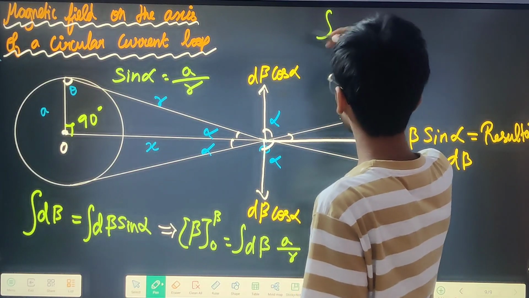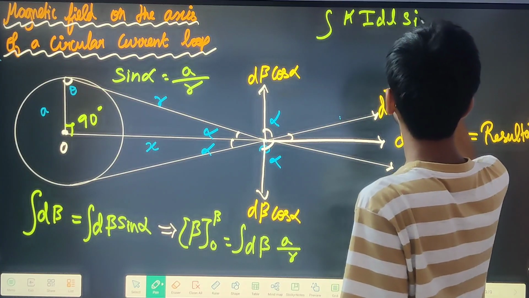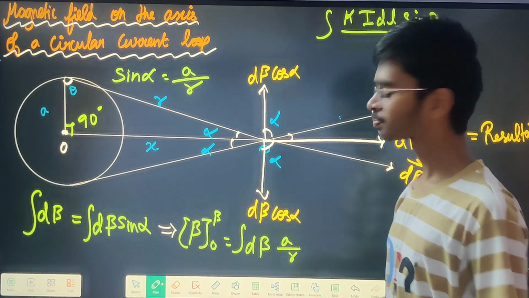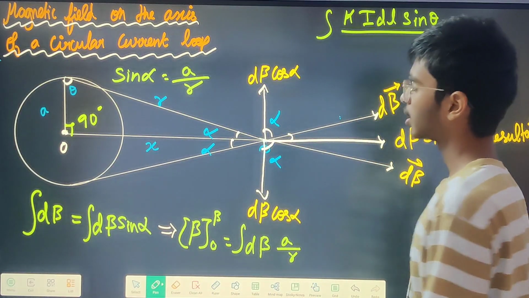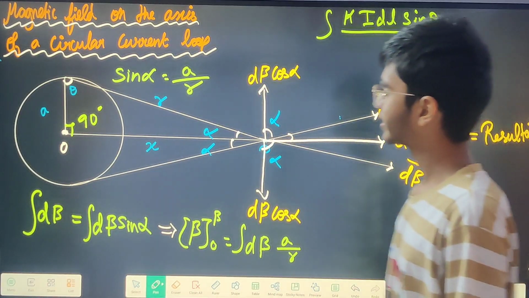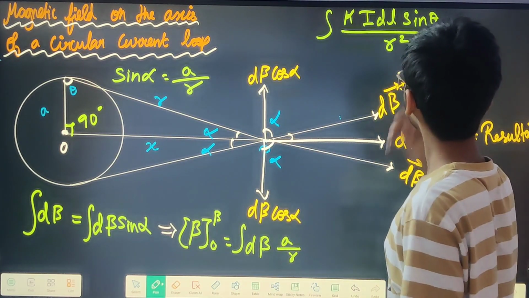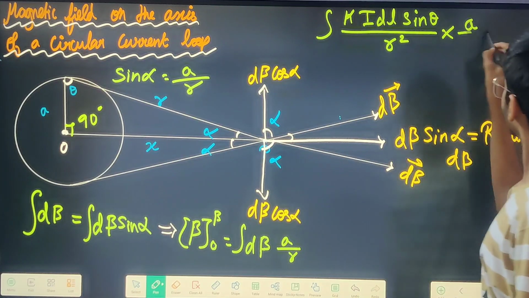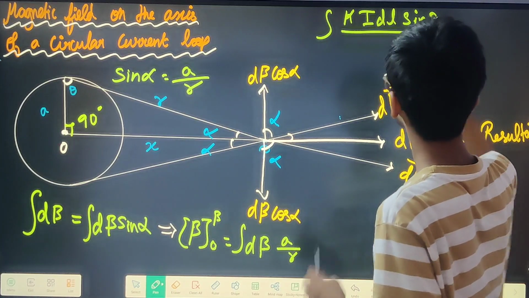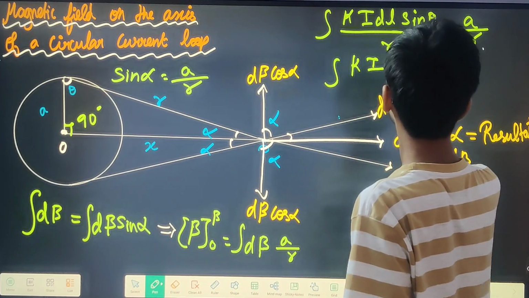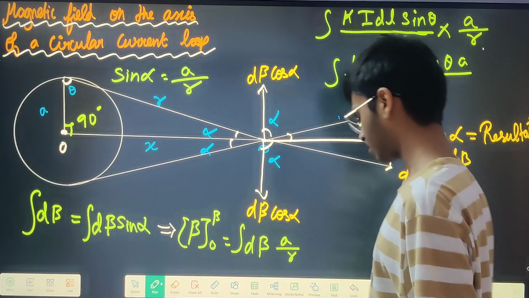So integration of k I dl sin theta, whole divided by r squared. Here theta is this one, not any other angle. I have already said why it is taken as this one. Then multiplying by A by R, we get R cubed. So it is the integral of k A I dl sin theta, whole divided by r cubed.